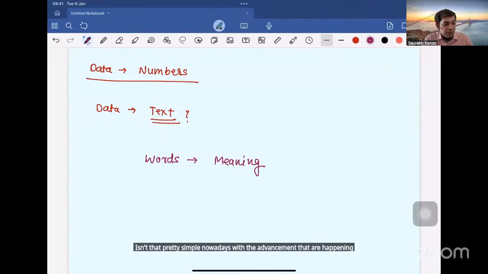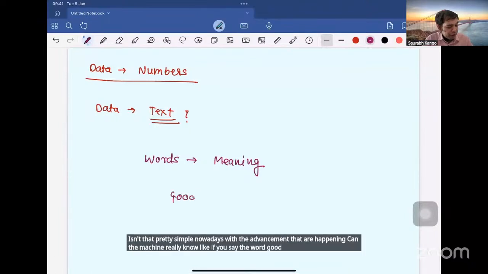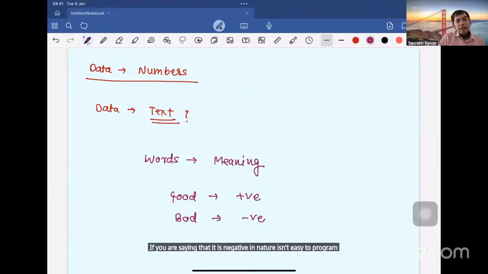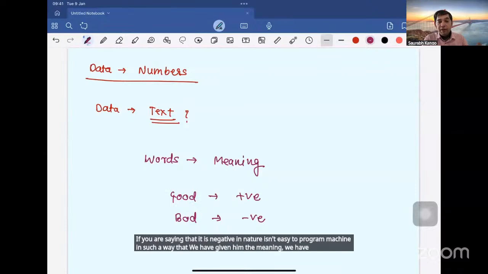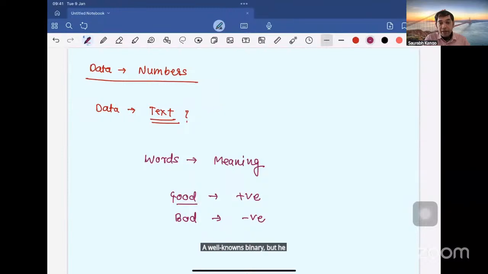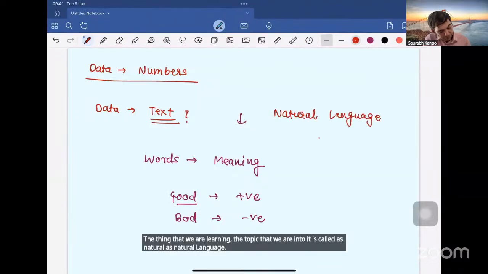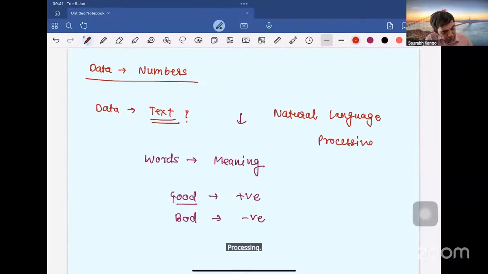Can the machine really know, like if you say the word good, it means positive in nature. If you are saying bad, it is negative in nature. Is it easy to program a machine in such a way that we have given it the meaning, we have given it the tone? ML knows binary, but it also knows the words, right? That's the main part. The topic that we are getting into is called natural language processing. Okay. What is this natural language processing?